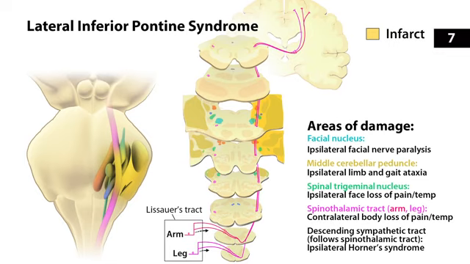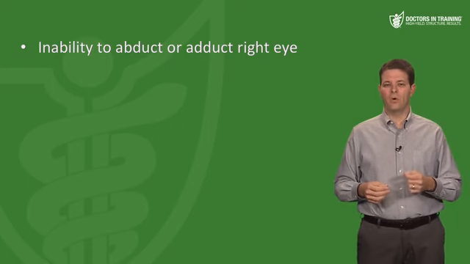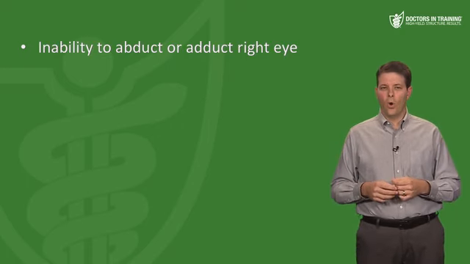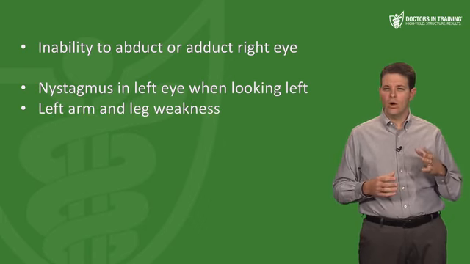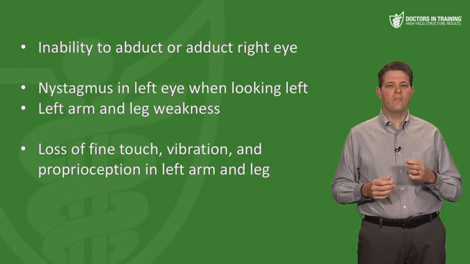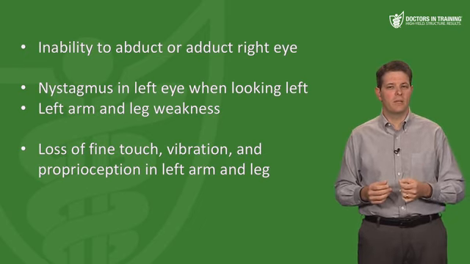Lateral inferior pontine strokes can be caused by occlusion of the anterior inferior cerebellar artery. But there's a lot of collateralization from the superior cerebellar artery and the PICA, so lateral pontine strokes are fairly uncommon. Here's another patient presentation. Say you're seeing a patient with inability to abduct or adduct the right eye, horizontal nystagmus in the left eye when looking left, left arm and leg weakness, and loss of fine touch, vibration, and proprioception in the left arm and leg.